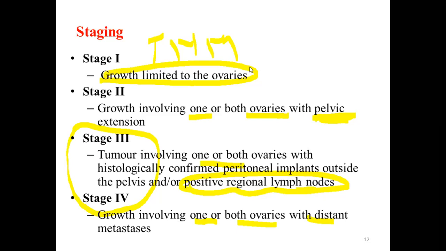Then the next thing that you talked about is if there's recurrence within 6 months, that's called platinum-resistant disease. And you do paclitaxel and carboplatin for 6 cycles if it's recurrent and refractory after greater than 6 months.